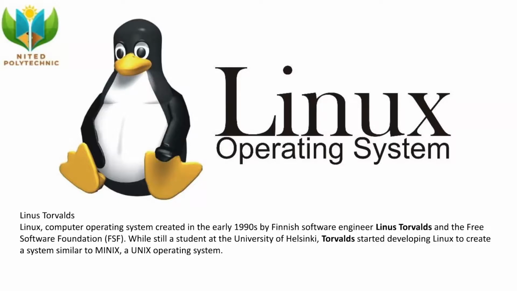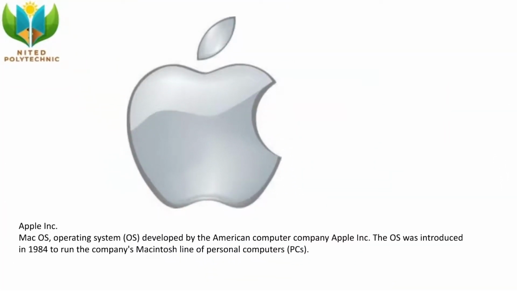The second most popular operating system is the Apple Mac. They call it the Mac operating system, developed by Apple. Actually, Mac started before Microsoft. Rumor has it that Apple's Jobs and Bill Gates were working together on the system before Bill Gates separated. The Mac OS, where OS stands for operating system, was developed by an American computer company called Apple. It was introduced in 1984 to run the company's Macintosh line of personal computers. So Macintosh came before Windows.